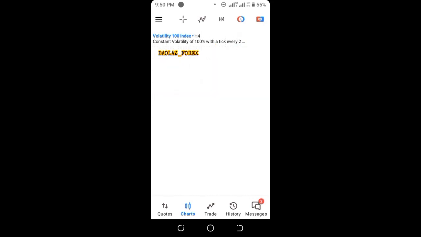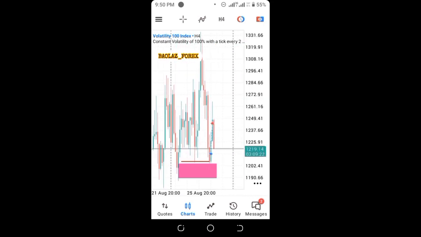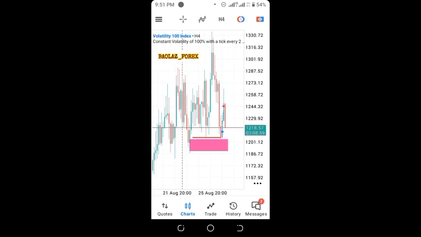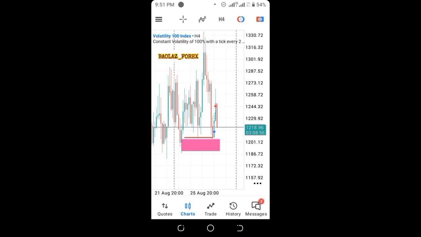So whenever you see anything like this, always check liquidity. Always try to find liquidity, maybe before your supply or demand or any kind of POI you are using. So it's a high probability setup. That's how I do it.